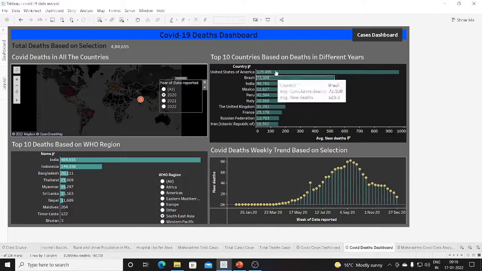Say if I talk about 2020, the United States of America is at the top based on the dates, and Brazil is second, and India is in the third position. So you can see the numbers as well, and I showed the average cumulative data in my tooltip as well.